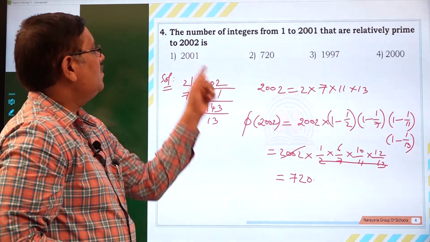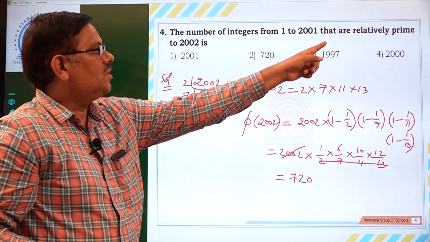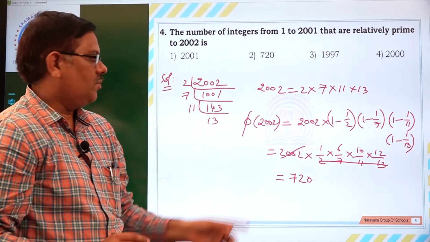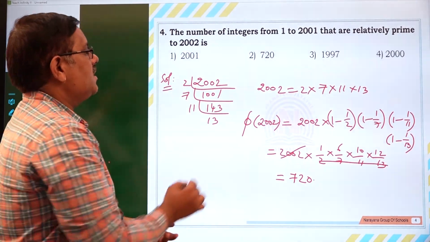So phi of 2002: what is phi of 2002? The number of integers from 1 to 2001 that are relatively prime to 2002 is given by phi of 2002. So the answer is 720.